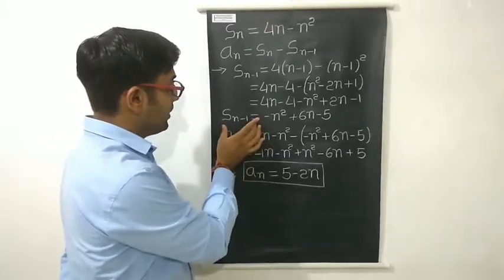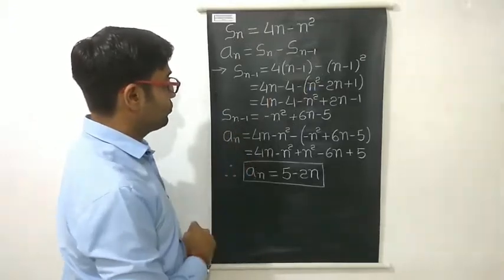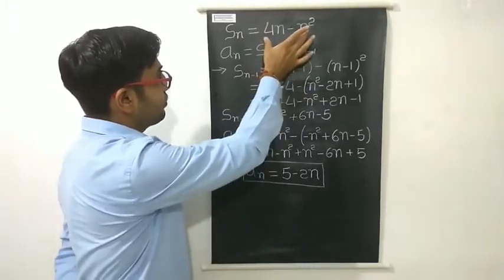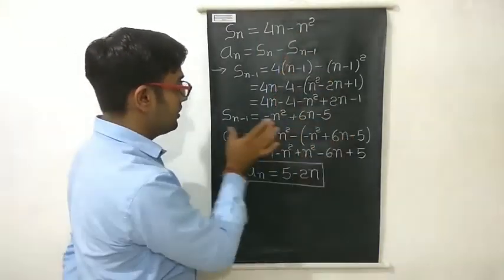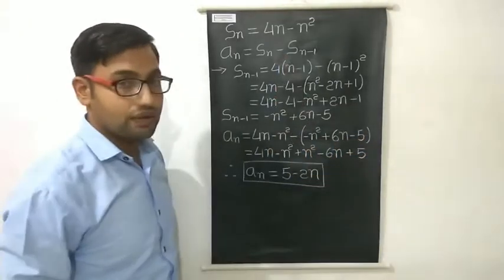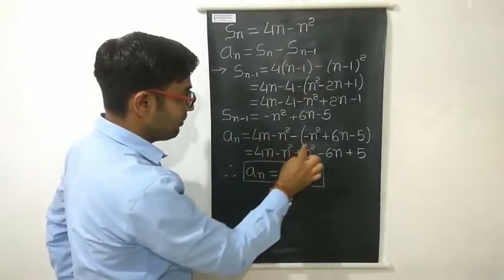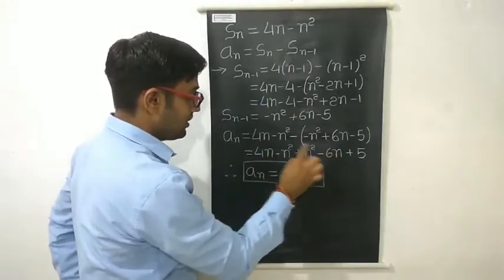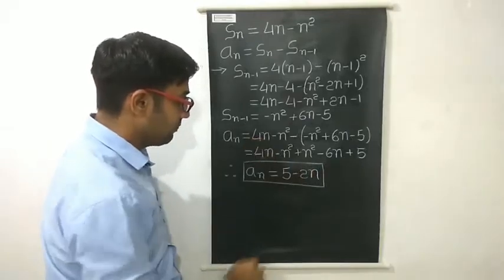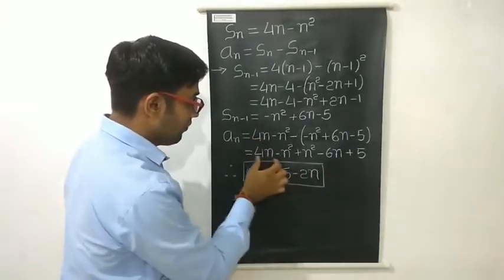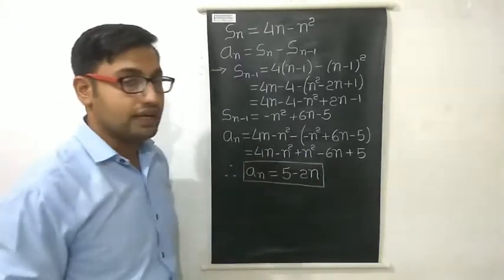Now put the values of Sn minus 1 and Sn in this formula. So we get An is equal to, what is Sn? Sn is equal to 4n minus n square, and the Sn minus 1 value is this: minus n square plus 6n minus 5. By subtracting both the values, we will get 4n minus n square, this will become plus n square, minus 6n, and plus 5. Now simplify this. N square will cancel. 5 will remain as it is. 4n minus 6n is equal to minus 2n. And this is the value of An.